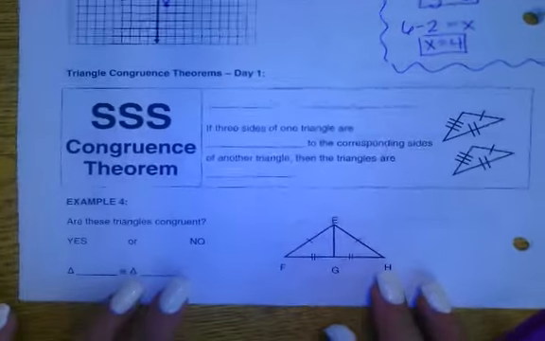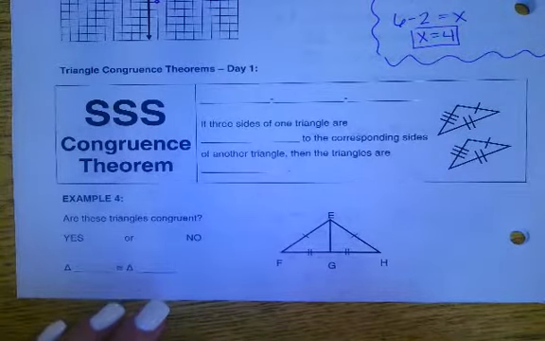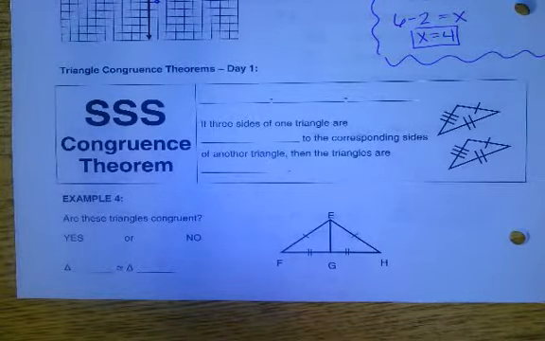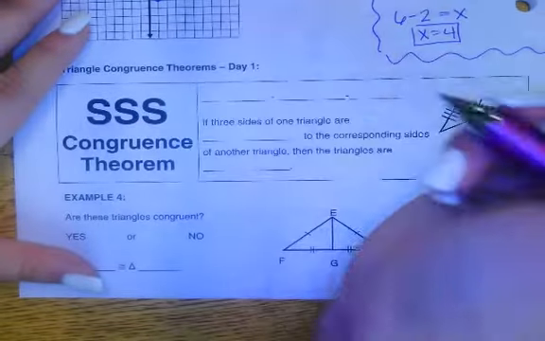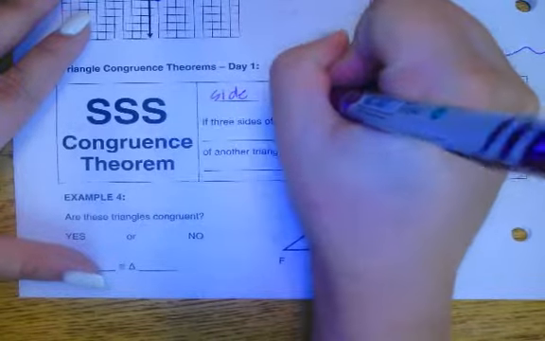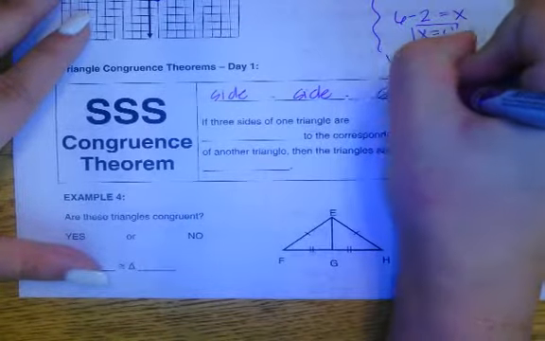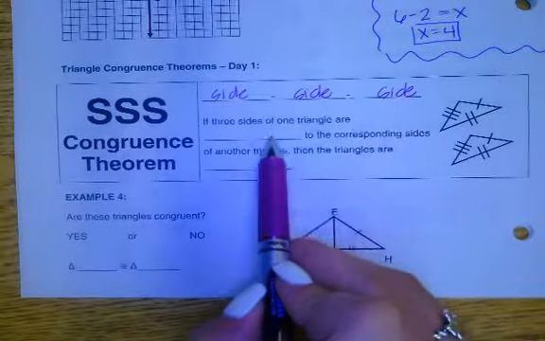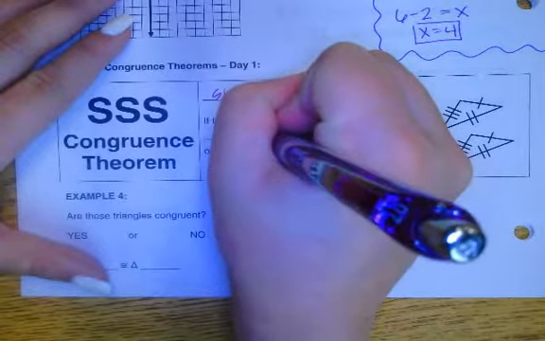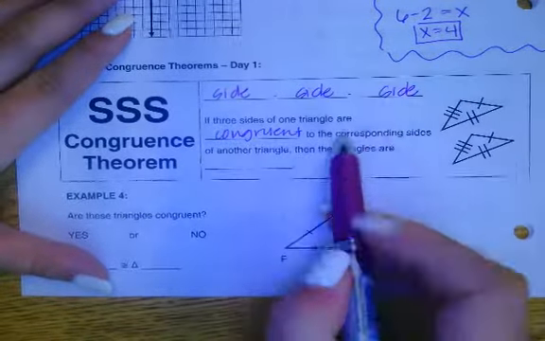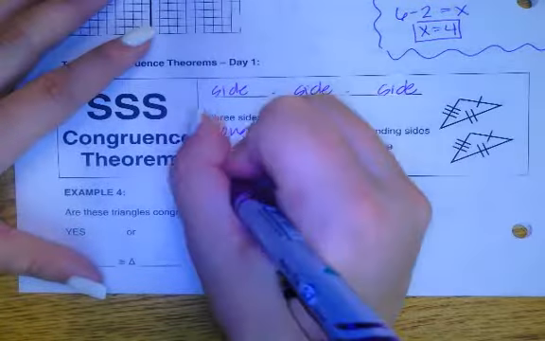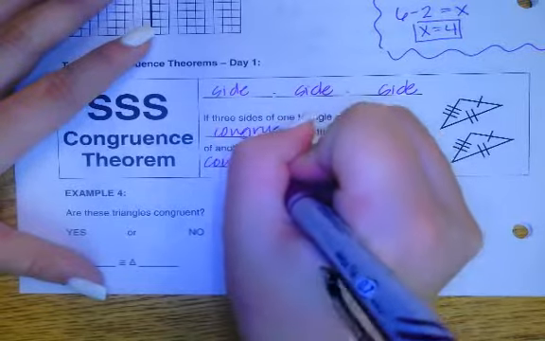Now you may ask, how do you prove that triangles are congruent? Okay, so we're going to introduce 3 theorems. The first one, SSS, stands for side, side, side. If 3 sides of one triangle are congruent to the corresponding sides of another triangle, then the triangles are congruent.